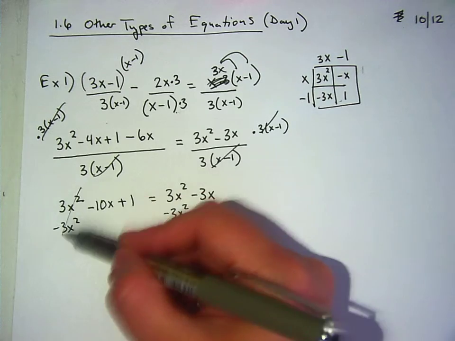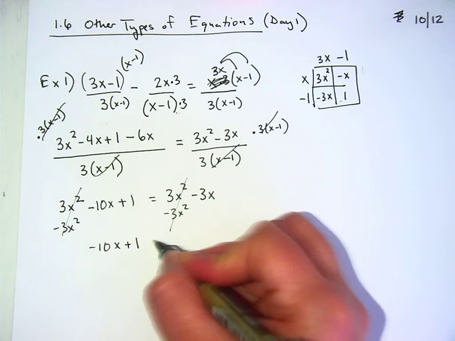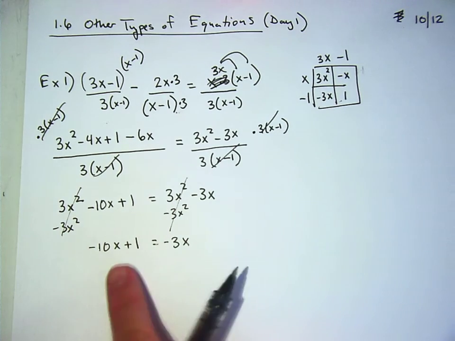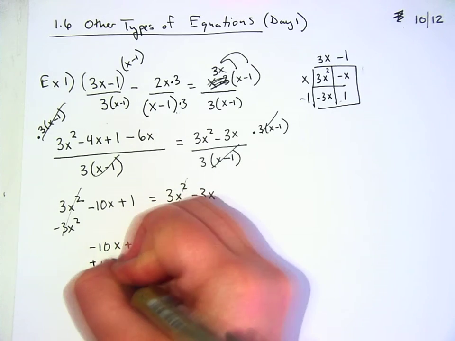So these canceled out. Now I've got negative 10x plus 1 equals negative 3x. This isn't even a quadratic anymore. We can just solve it like a normal problem. So what should I do? Isolate the variable. So I'm going to, what, add 10x to both sides? If I want to put it on that side.